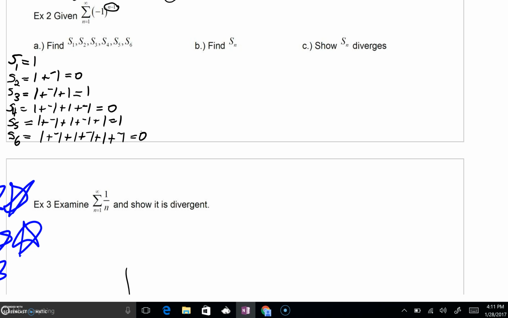And obviously we're not going to do a partial fraction here. But S sub n, you might not be too surprised. You're just going to have two possibilities. You're going to have 1 or 0. You're going to have 1 if n is odd. You're going to have 0 if n is even.